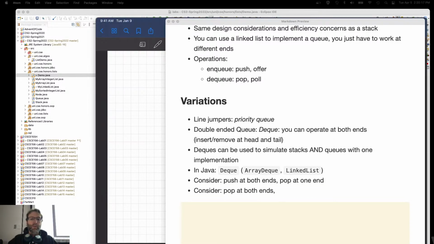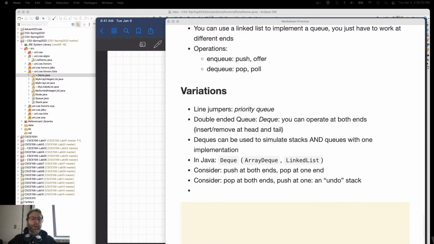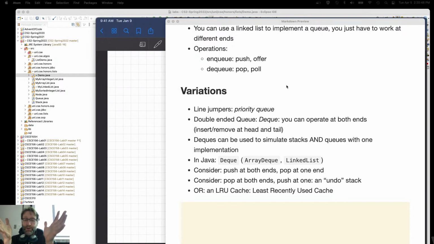Push at 1, right? An undo stack, right? Or an LRU cache, right? An LRU cache is a kind of a least recently used cache, right? So it's a way to store things, but you can't store everything. So you have to be judicious about what you store. And one way that you can do that is, well, I need room to store this brand new thing. What I'll do is I'll get rid of the oldest thing.